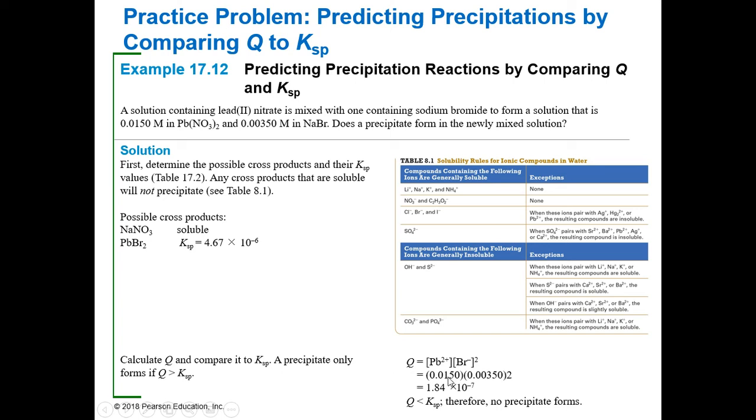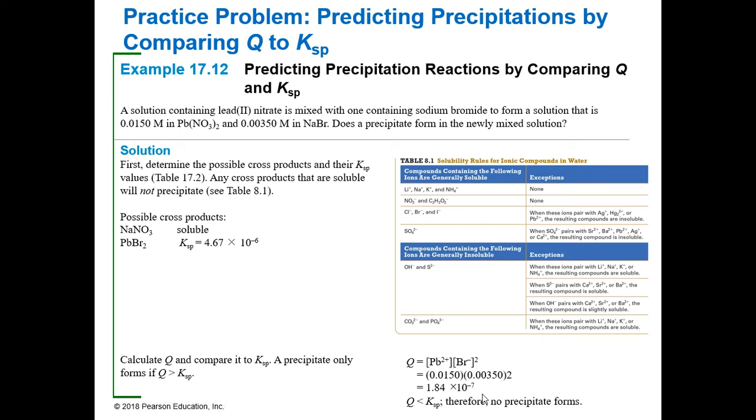So our Q, we would plug in what the results are. So they told us our lead 2 plus, they told us the initial concentration was 0.0150. So we're going to plug that in. Our bromine, we're also going to plug in the initial concentration, and that is going to be raised to the second power. So that should be an exponent. We go ahead and solve that Q value. We get 1.84 times 10 to the negative 7th.